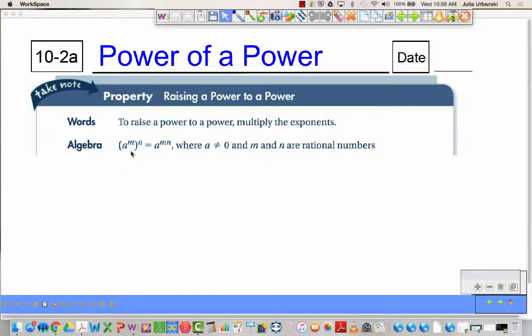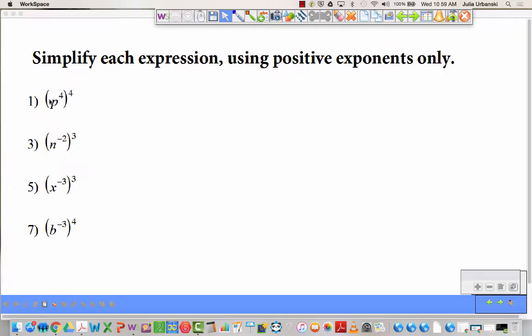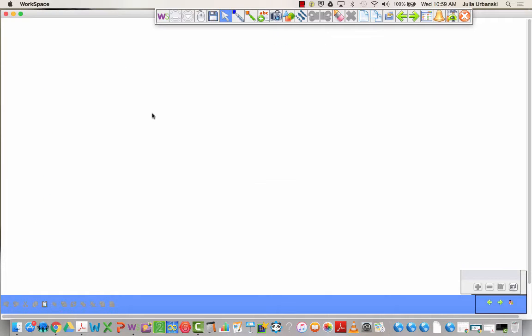So you have this rule written down. It's the power of a power raised to another power. If you have one variable, one base, but 2 exponents, you multiply those exponents together. So for example, you know what? Just don't write this down right now.